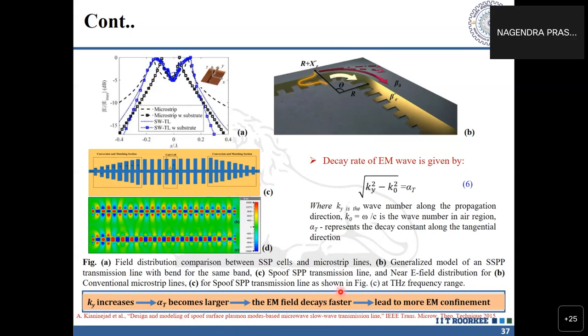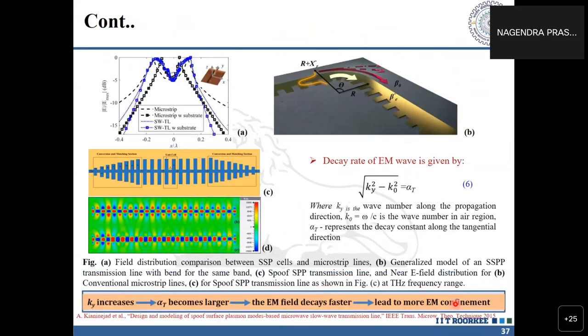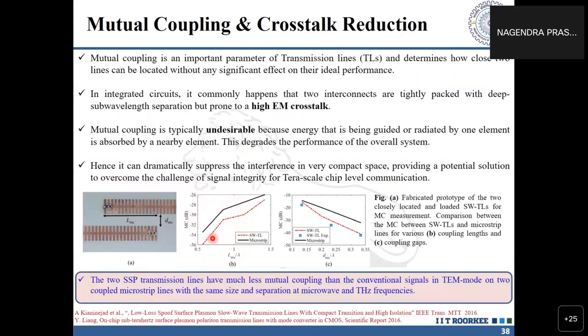So why is this happening? Because we are increasing ky. When ky increases, it means alpha t becomes larger, which means the electromagnetic field decays faster, and that leads to more electromagnetic confinement. What about the mutual coupling and crosstalk? They will obviously get reduced because the structure is more confined. So less coupling, less crosstalk. That is obvious in comparison to similar metallic lines.